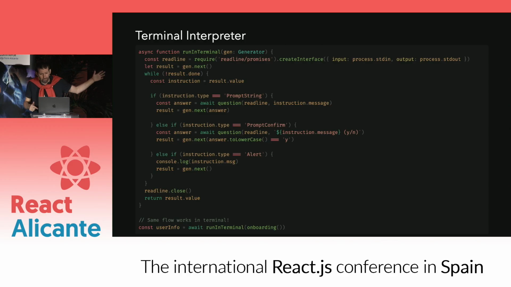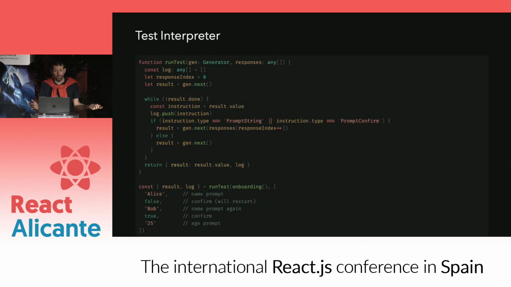We can, for example, use the readline module from Node to read the input from the terminal, and use console.log for alerts. And again, we can also swap this interpreter for another one and keep the same generator as before with the same business logic.